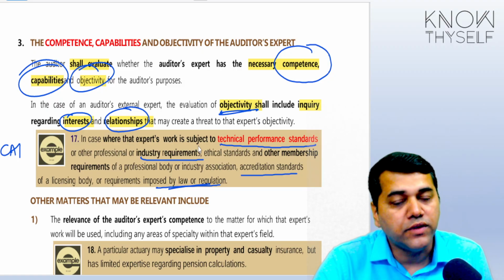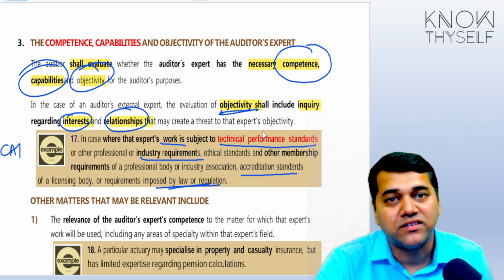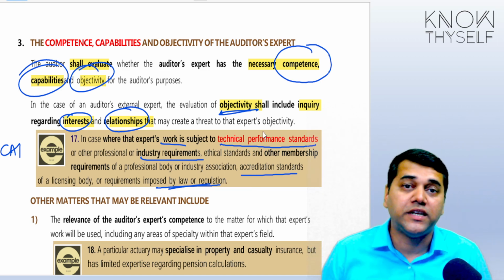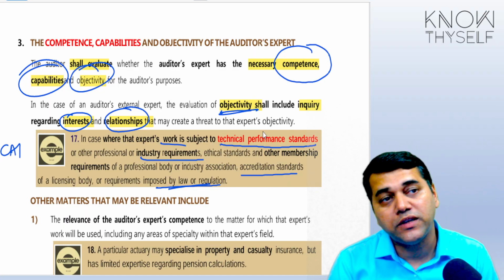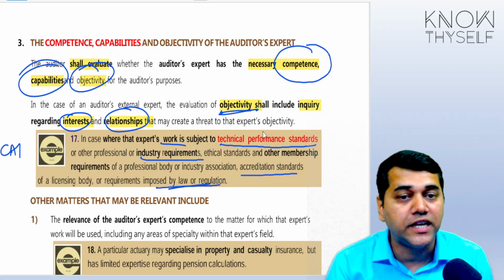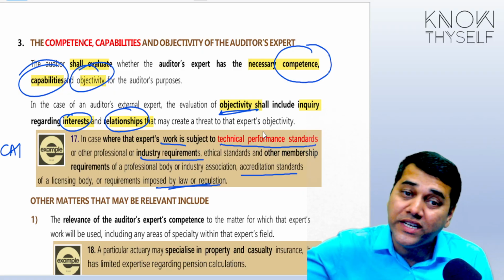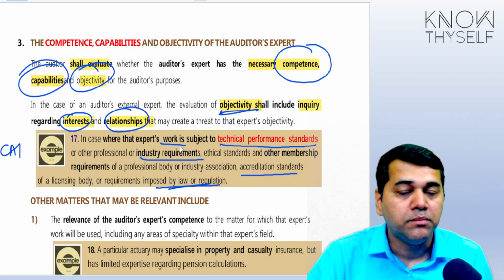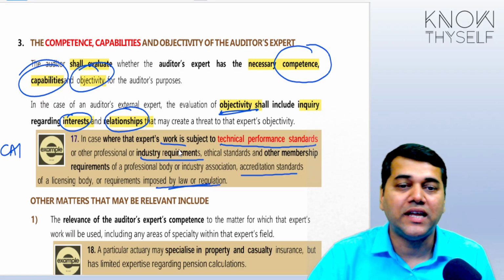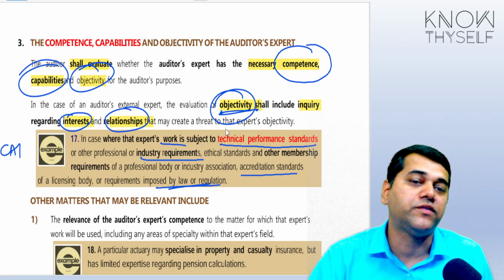So whether their work is subject to any standards, are they supposed to do the work as per any standards? Whenever we do an audit, we have to do it as per standards on auditing. Likewise, when we talk about valuation of derivatives, are they supposed to do the valuation through any standard? This is what we need to inquire, because this gives us more clarity about the objectivity of that expert.